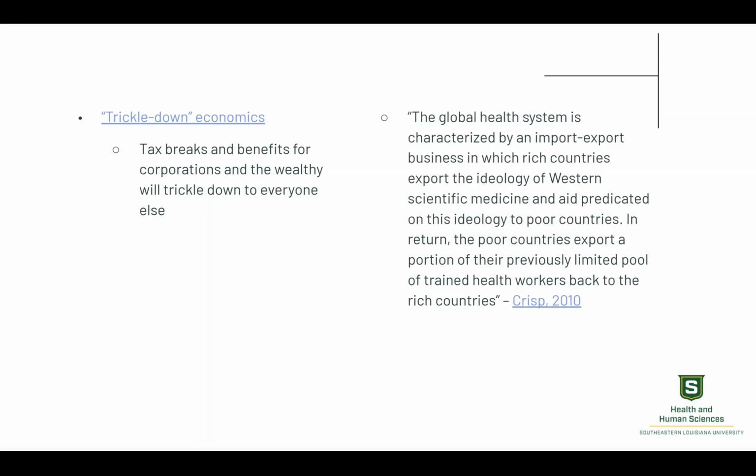So the global health system is characterized by an import-export business, in which rich countries export the ideology of Western scientific medicine, and aid is predicated on this ideology, to poor countries. In return, the poor countries export a portion of their previously limited pool of talented healthcare workers back to the rich countries. So this is what you have with the critical shortage of healthcare workers.